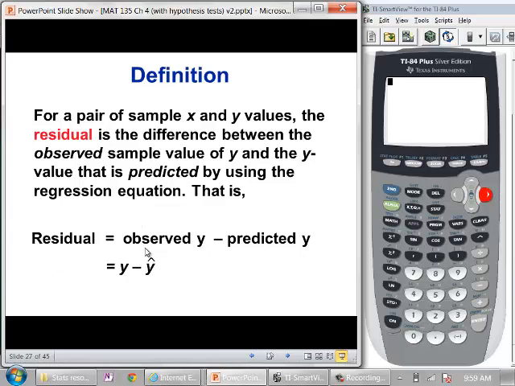So here's another way to look at it. The residual is the observed value of y minus the predicted value of y. And for predicted value, that's the y hat. So this would be y minus y hat.